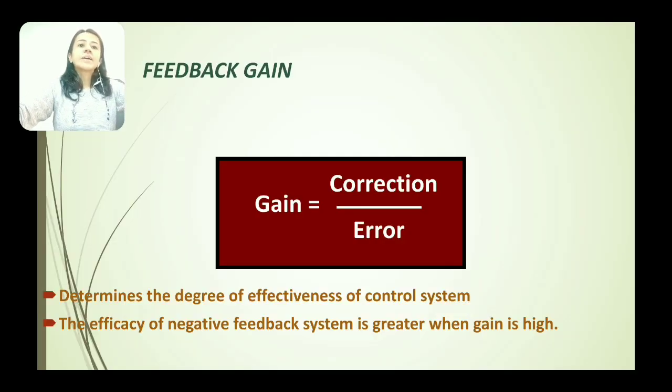Now, what is feedback gain? Feedback gain determines the degree of effectiveness of this control system. The efficacy of the negative feedback system is greater when the gain is more. Now, how can we calculate the gain? That is equal to correction upon error.